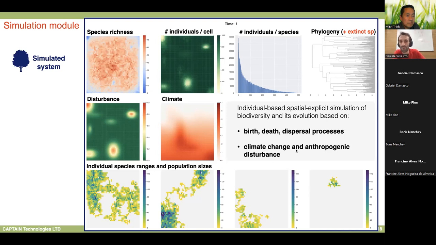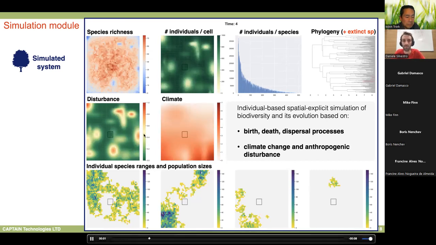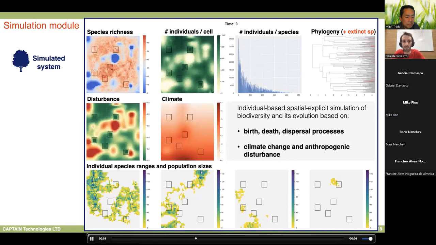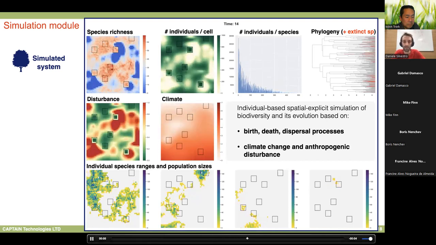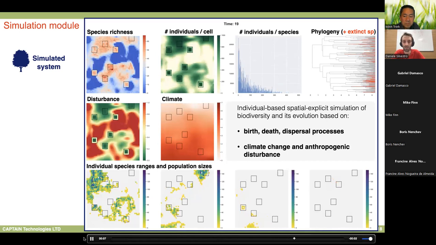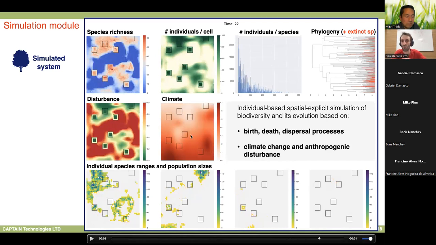But we also have other factors like anthropogenic disturbance and climate. And both of these things will change over time. So this is how the system may evolve over time. You see there is climate that is changing in a stochastic way, but also following some trend, for example, toward warming. Disturbance is simulated to be increasing over time.